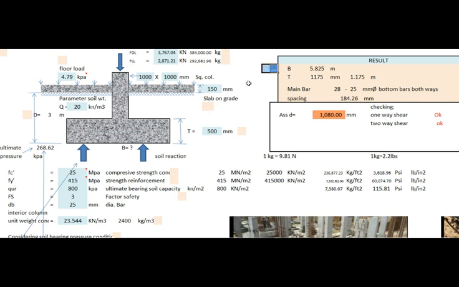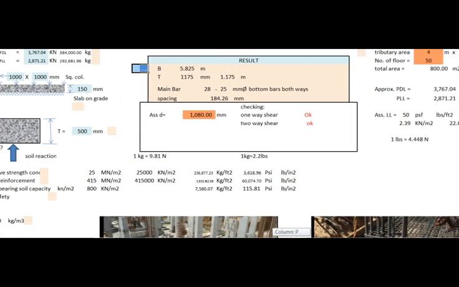If we try 50 floors with a load tributary of 4 meters by 4 meters, with assumed design parameters, the size of the square footing will be 5.825 meters and the depth is 1.175 meters. Check one-way shear is OK and check the two-way shear. The main bars are 28 numbers of 25 mm diameter bottom bars both ways with a spacing of 184.26 mm. If any are not sufficient to resist the loads, we will check the formulas and RCD codes. Although we can check it in structural software, we must first understand the theoretical manual approach.